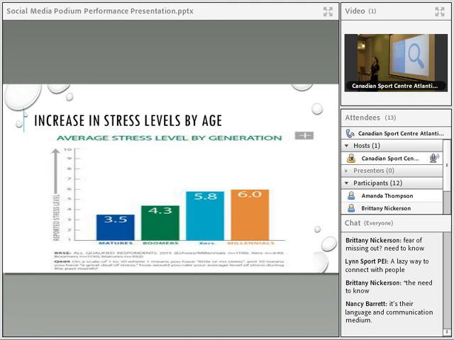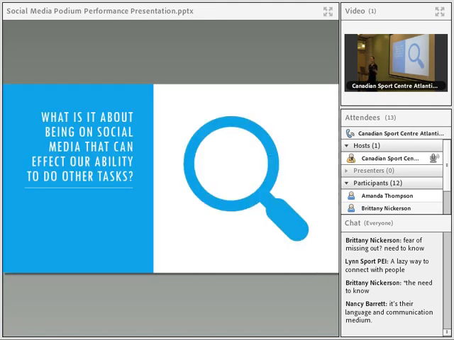So what is it about being on social media that affects our ability to do other tasks? That one's easy. Human beings do not have the capacity to do more than one thing at a time with all their focus on that one thing. So as soon as you do more than one, both suffer. You're dividing your focus, and when you do three and one and one, it gets worse. The more you divide, the less you spend.